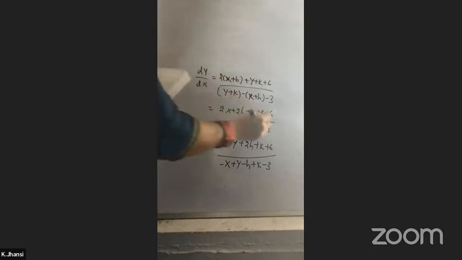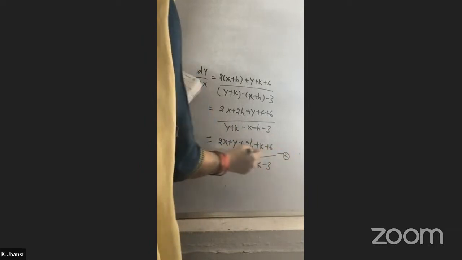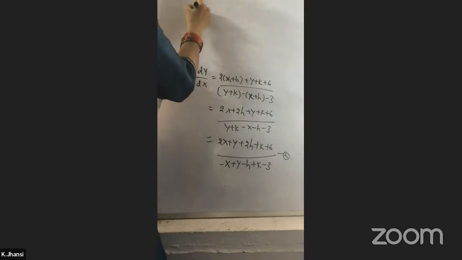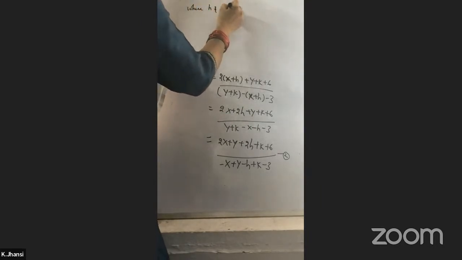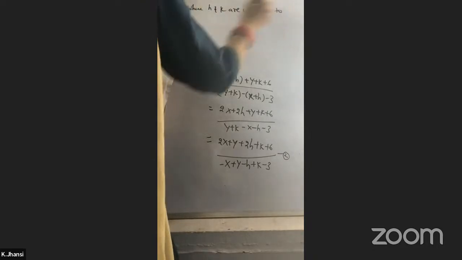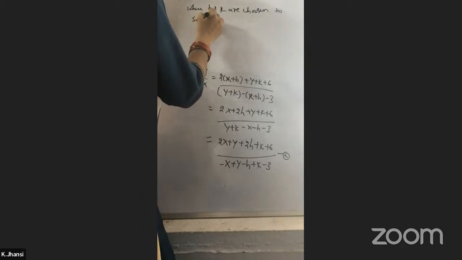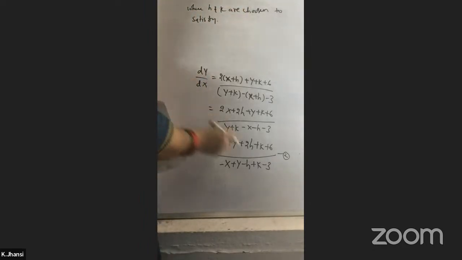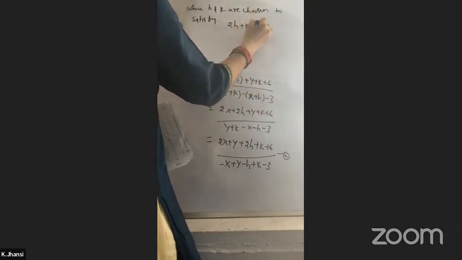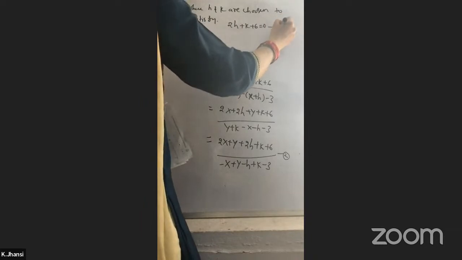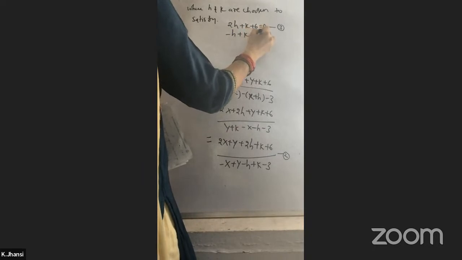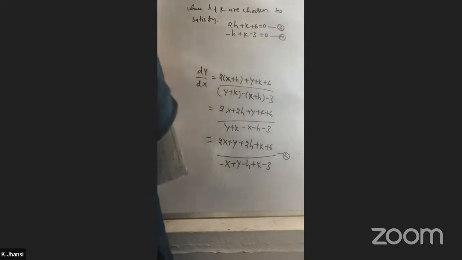So here you can take it as equation 2. So where h and k are chosen to satisfy, that is take the equations 2h plus k plus 6 equals to 0. This is equation 3. Next, minus h plus k minus 3 equals to 0. This is equation 4. Okay.